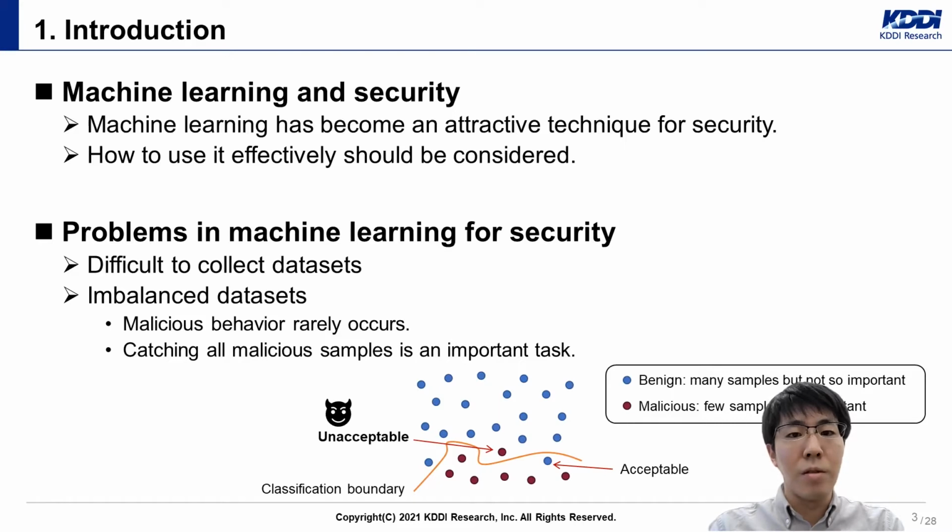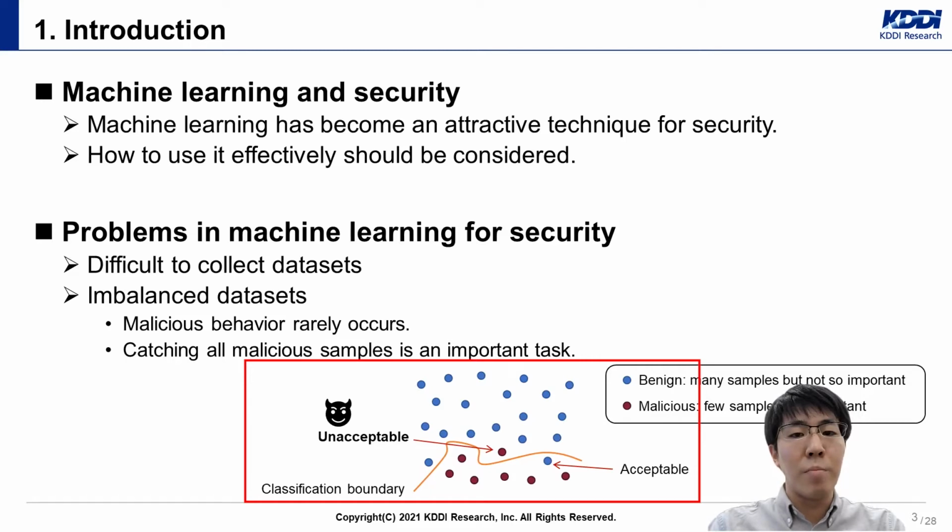Typically, the real-world dataset is imbalanced. Since malicious behavior rarely occurs, there are only a few such samples compared to benign samples. We need to handle such datasets appropriately in machine learning.